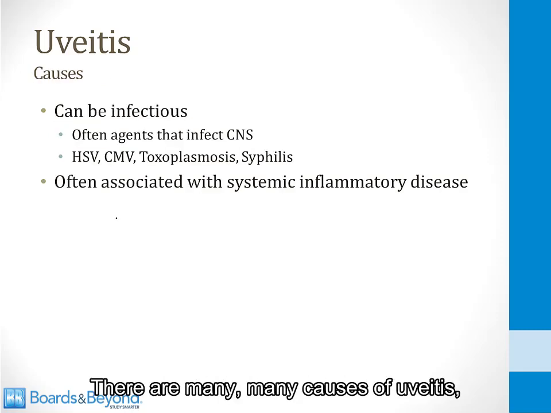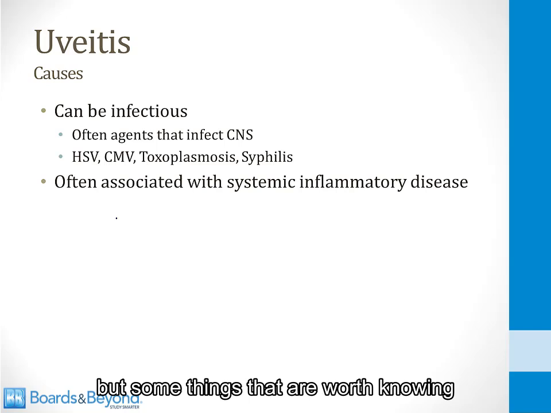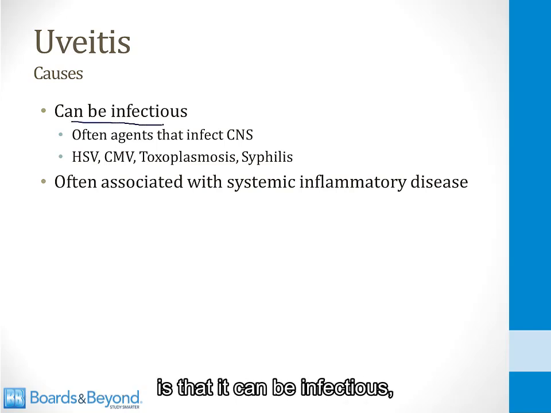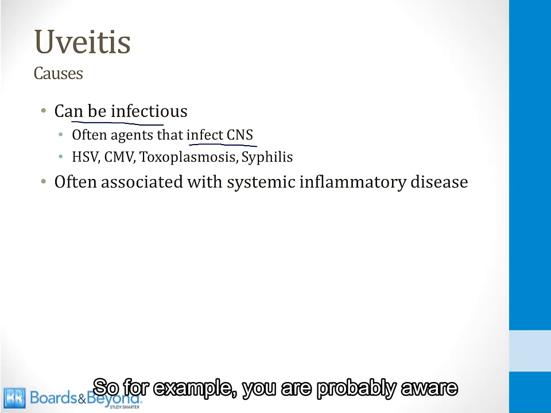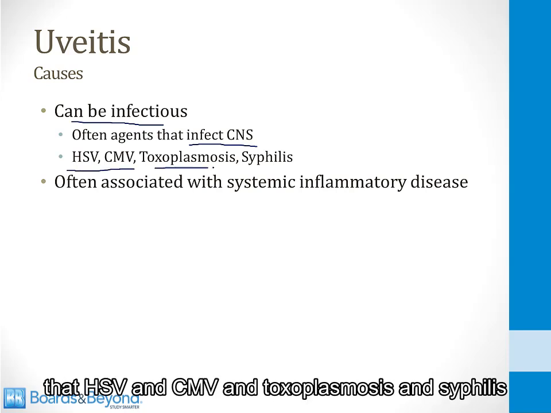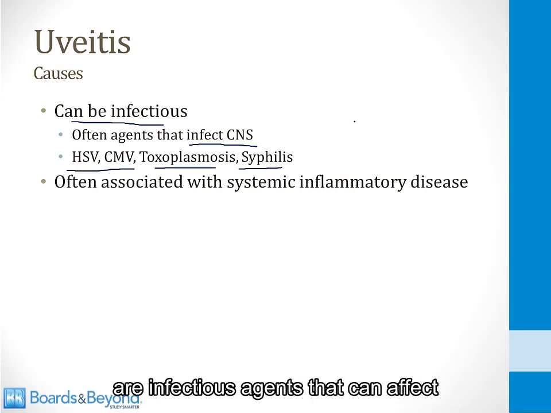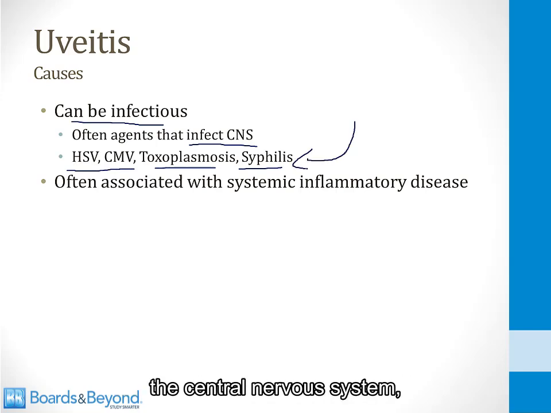There are many causes of uveitis, but some things that are worth knowing is that it can be infectious, and it's often caused by agents that otherwise infect the central nervous system. So for example, you are probably aware that HSV and CMV and toxoplasmosis and syphilis are infectious agents that can infect the central nervous system. They can all also cause uveitis.